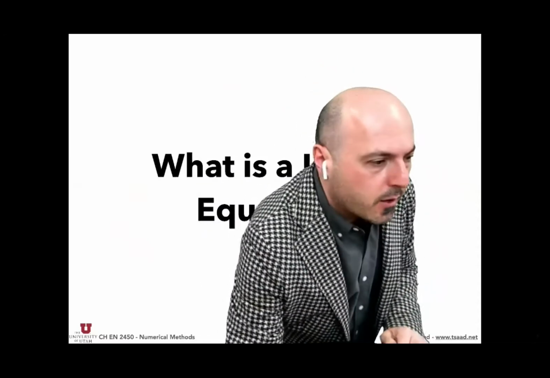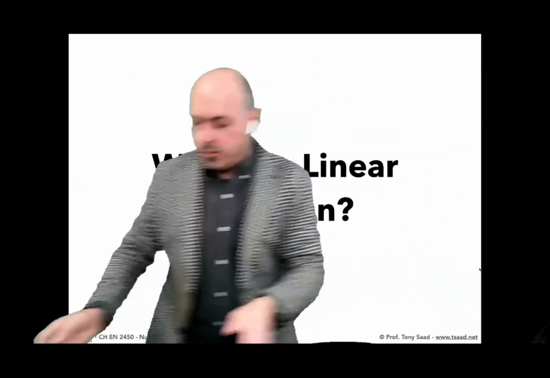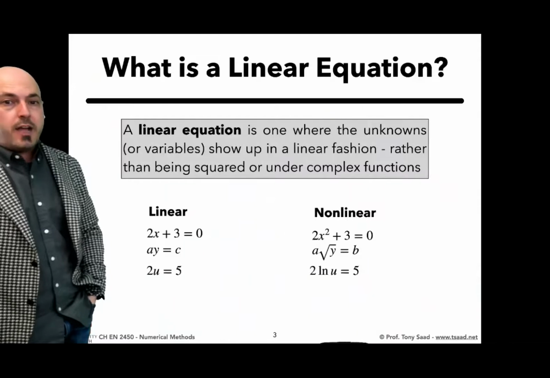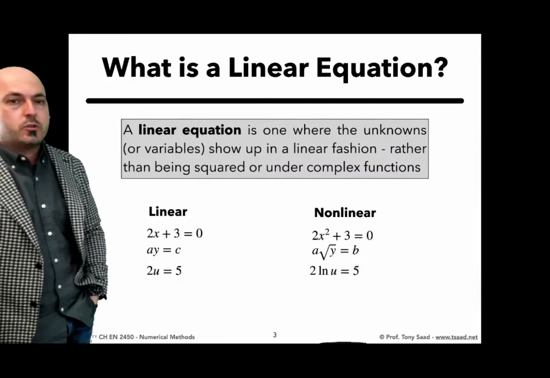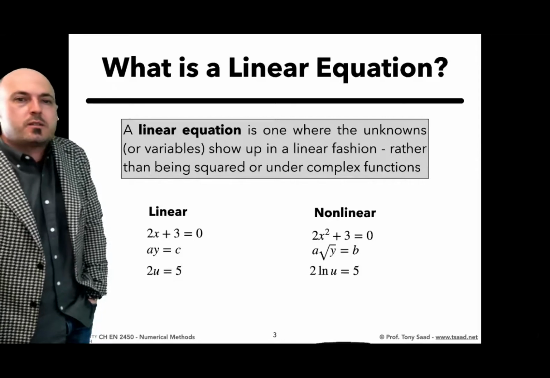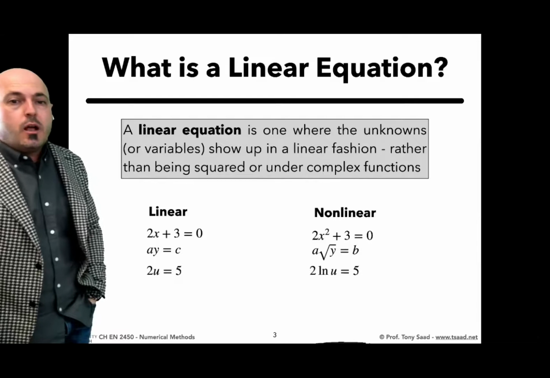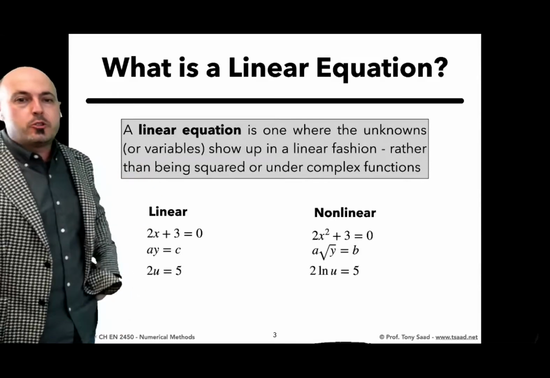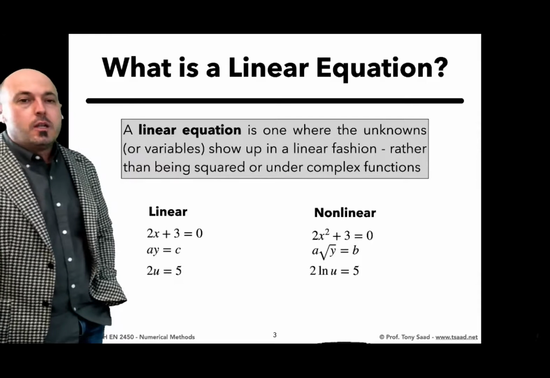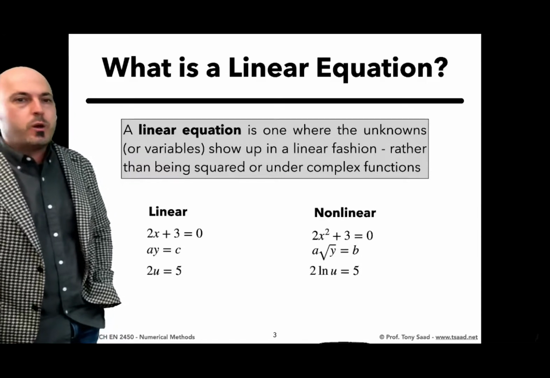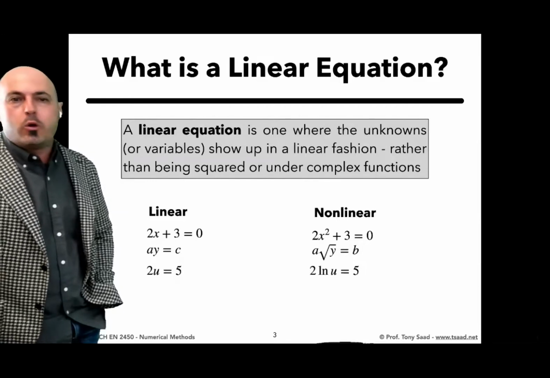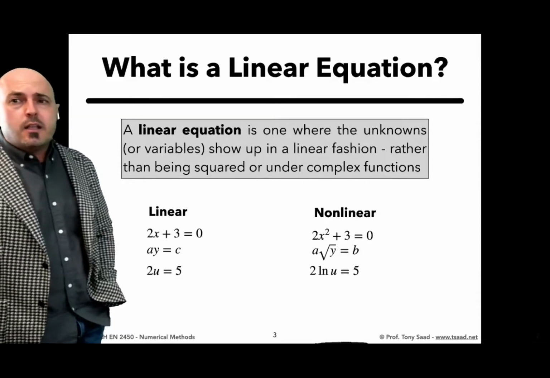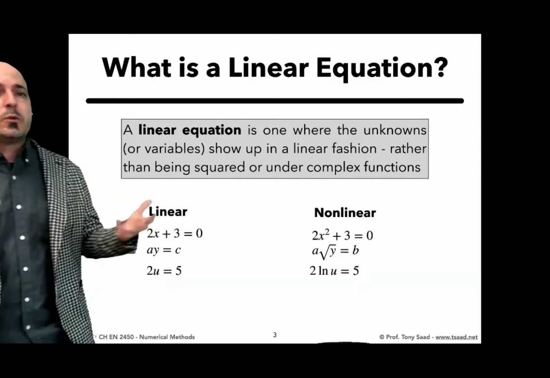Now mathematically, this shows up as follows. A linear equation is one where the unknowns show up in a linear fashion rather than being squared or under complex functions. Examples of linear equations: 2x + 3 = 0. ay = c, where a and c are constants and y is a variable. 2u = 5, where u is a variable. Nonlinear equations have squares, square roots, exponentials, logarithms, sines, etc. All of those just make your equation nonlinear. Now, intuitively, like I said, typically our equations are relations between quantities.